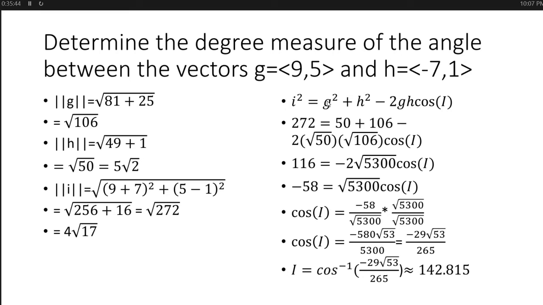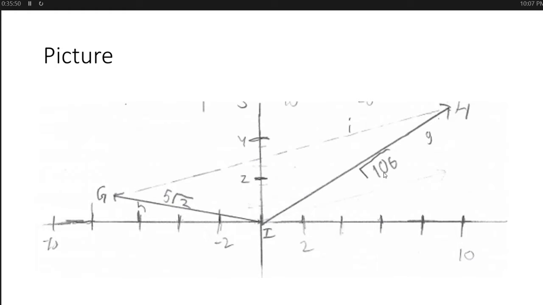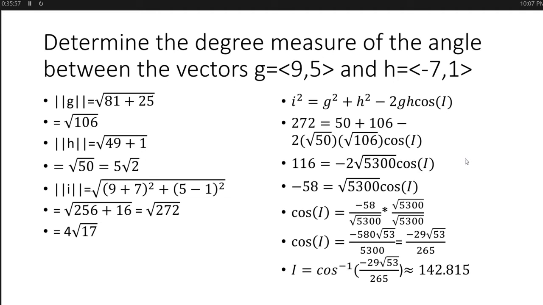To solve this angle, we have the known values of three sides. We know I, we know G, we know H. So we can use the law of cosines, which is I squared equals G squared plus H squared minus 2GH cosine I. The angle I and the side I are opposite of each other. So you take these three values, you plug them in here, and then we solve for I. You do 272 equals 50 plus 106, because the square roots cancel out because they're being squared, minus 2 times root 50 times root 106 times cosine I.